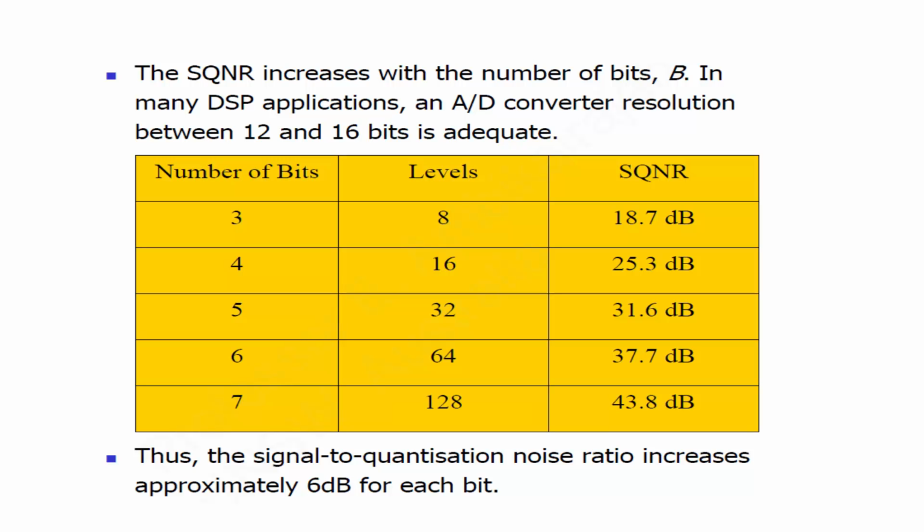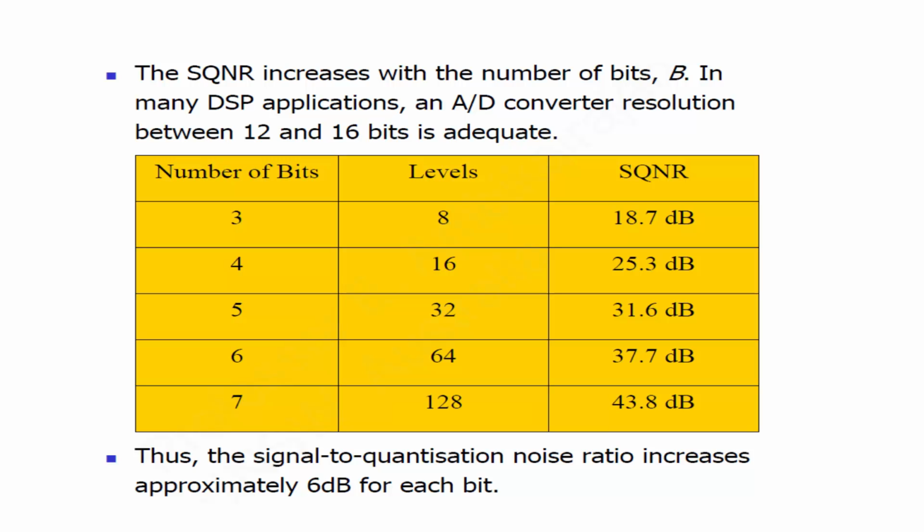But the problem is that if you increase the number of bits of the A to D converter, then the cost of the A to D converter will increase. So you have to make a trade-off, basically, on how many bits you require to convert an analog signal to the digital form.